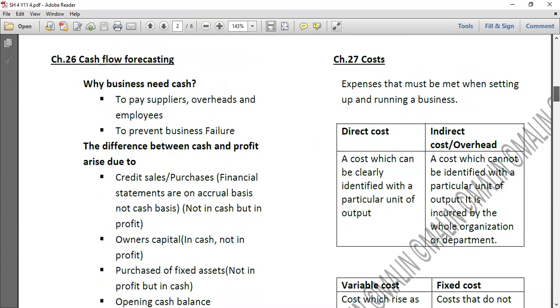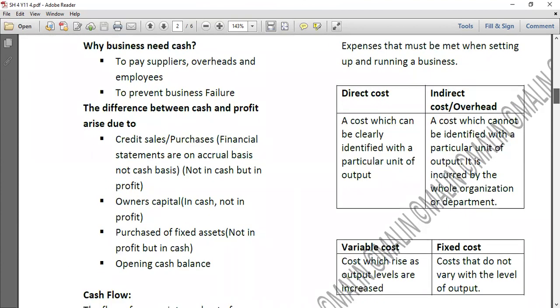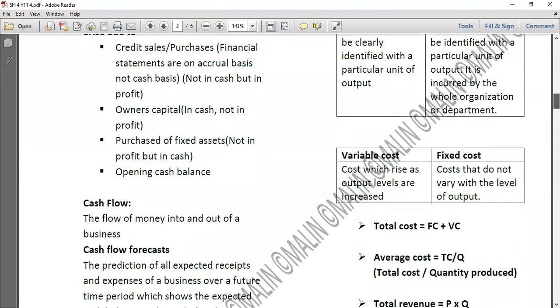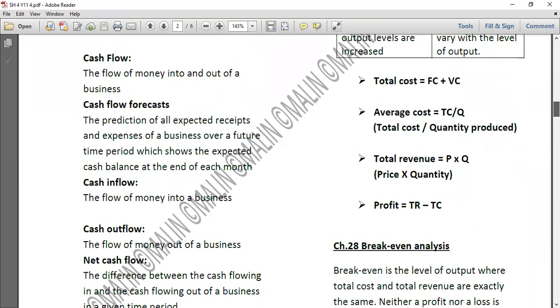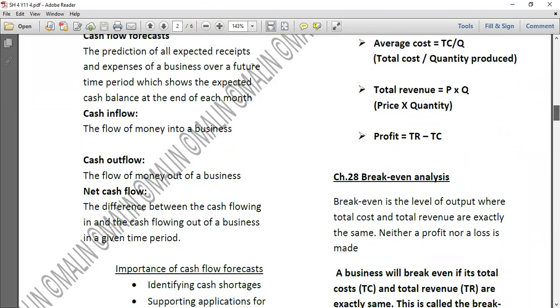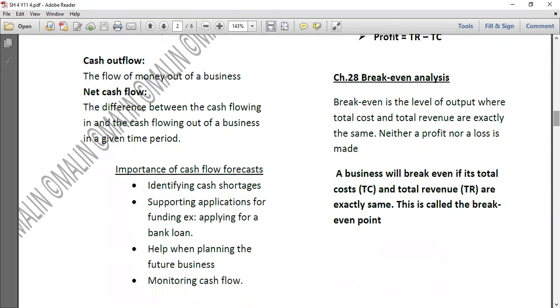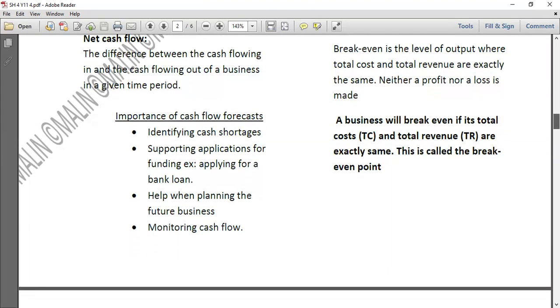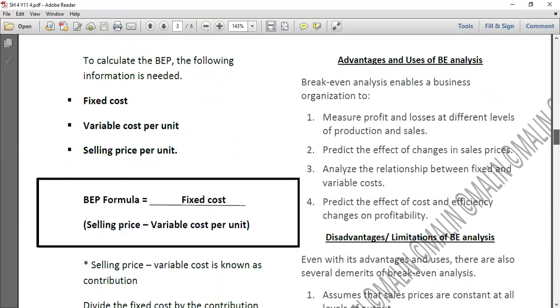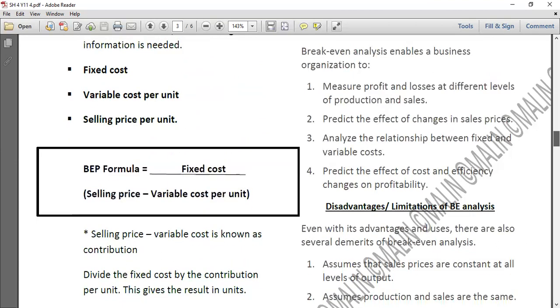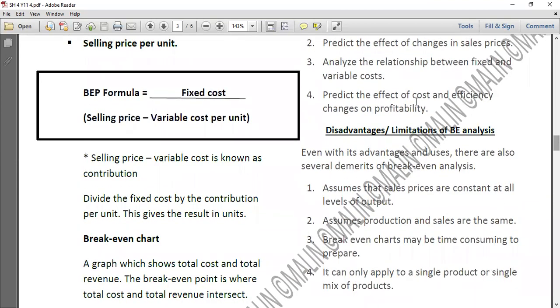Then in the costing lesson, we talked about direct cost, indirect cost, variable cost, fixed cost, and these formulas I think you might remember. Total cost equals fixed cost plus variable cost, average cost equals TC over Q, total revenue equals price times quantity, profit equals total revenue minus total cost. And we talked about break-even analysis also, the level of output where total cost equals total revenue, right? Neither profit nor loss is made. There we talked about fixed cost, variable cost, and selling price per unit. So the break-even formula we discussed is fixed cost over selling price minus variable cost per unit.